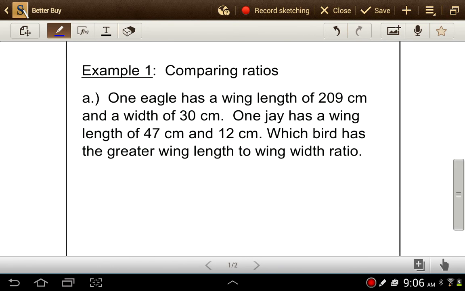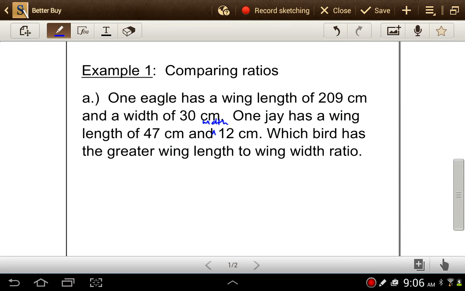Okay, example 1, comparing ratios. One eagle has a wing length of 209 centimeters and a width of 30 centimeters. One jay has a wing length of 47 centimeters and a width of 12 centimeters. That should be width there of 12 centimeters. Which bird has the greater wing length to wing width ratio?